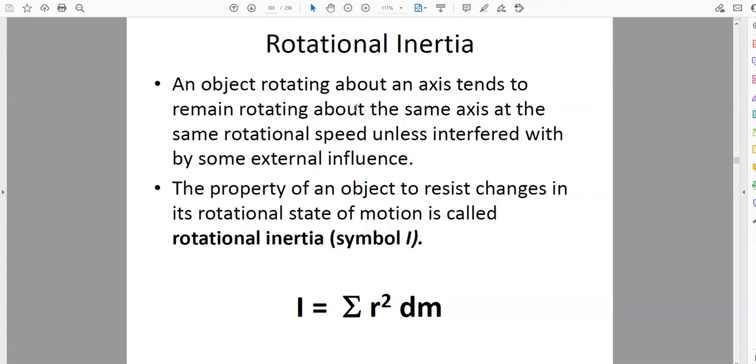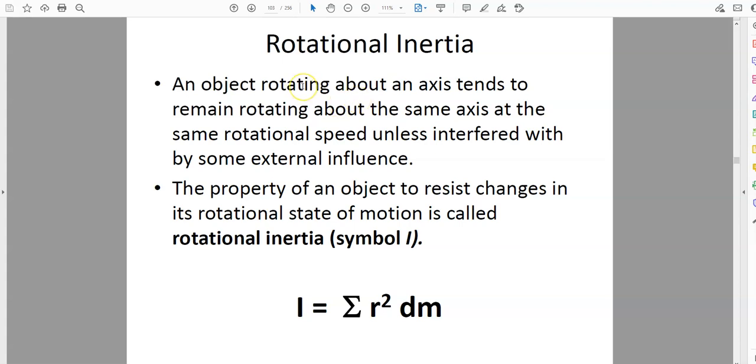Okay, so what is rotational inertia? Well, rotational inertia is basically the same concept as what Newton introduced back in forces of what inertia is. And essentially, inertia is just mass. So rotational inertia is analogous to mass.